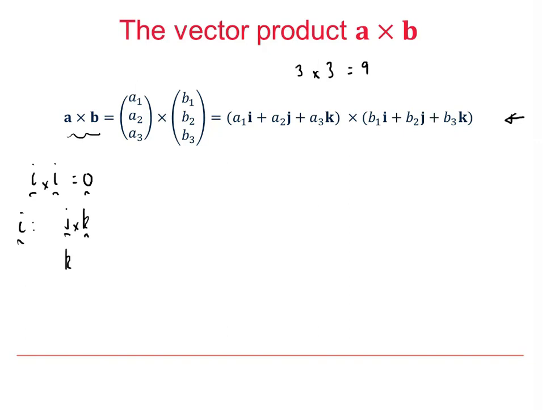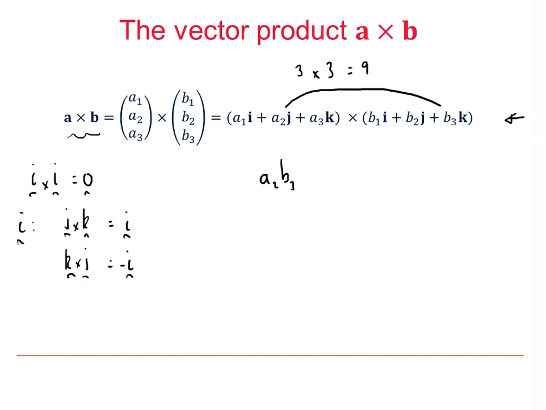and k cross j. Now if you remember from the first video, we found that j cross k was equal to i, and therefore k cross j must be in the other direction, negative i. So let's look at that component in particular. j cross k is a2 and b3, so that's a2 j crossed with b3 k.